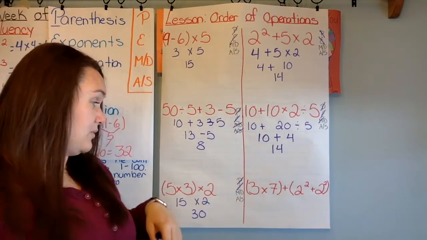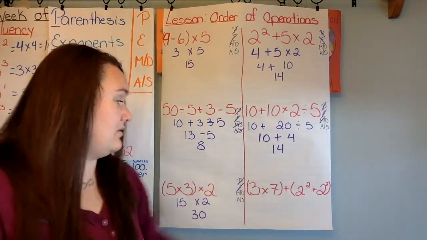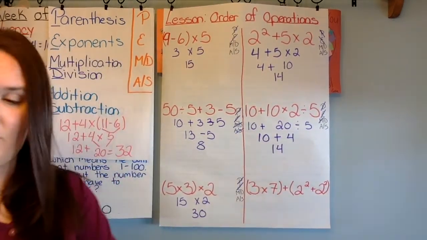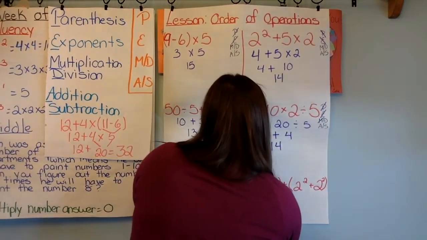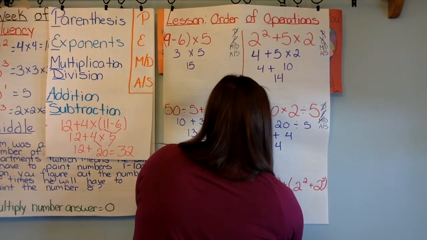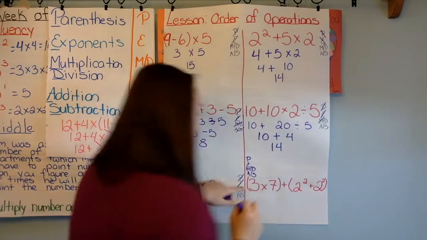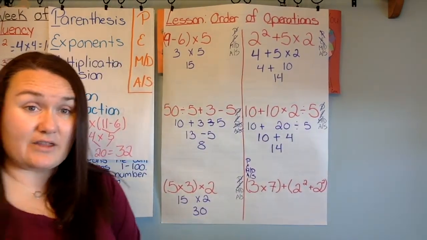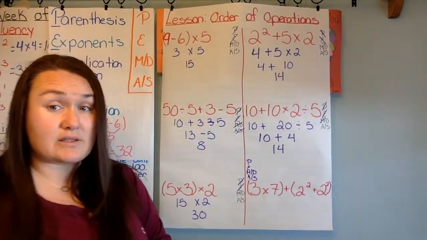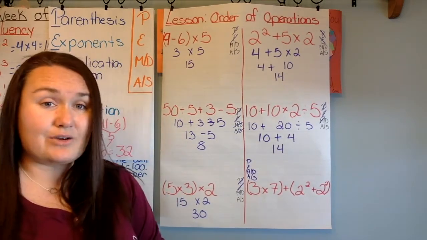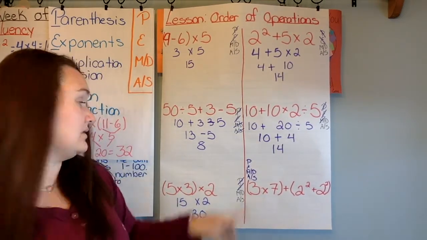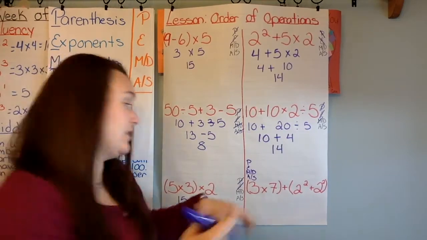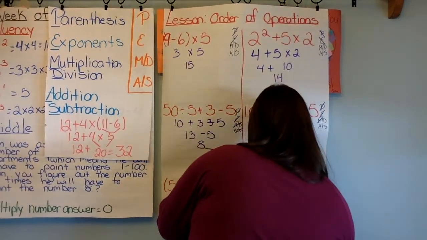Okay, last one. Now, I couldn't quite fit the order of operations, so I'm just going to write it a little bit above it. So please excuse my dear Aunt Sally. Okay, let's start with parentheses. Now, this is a different type of problem because it has 2 sets of parentheses, and that's okay. So you're still going to solve what's inside those parentheses. So 3 times 7. 3 times 7 is 21.